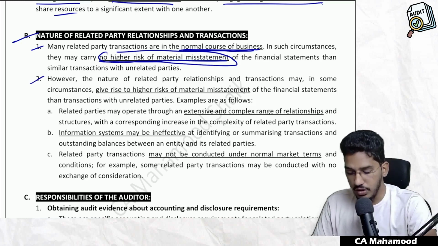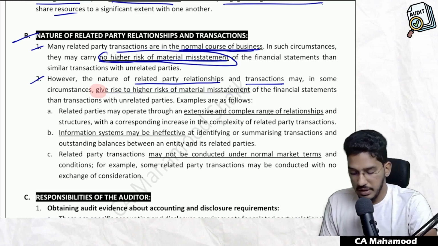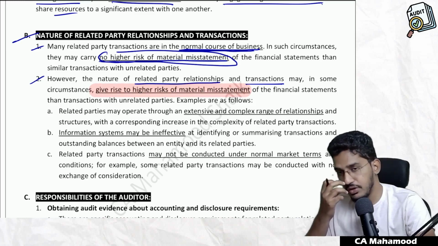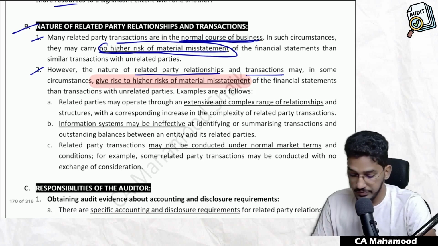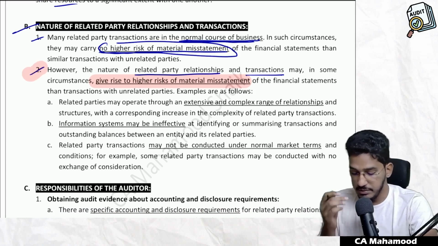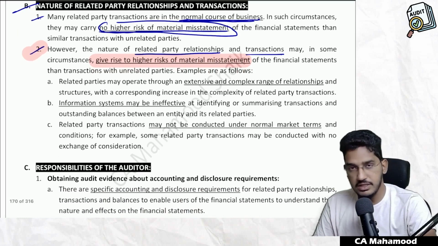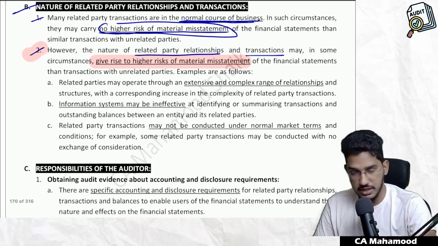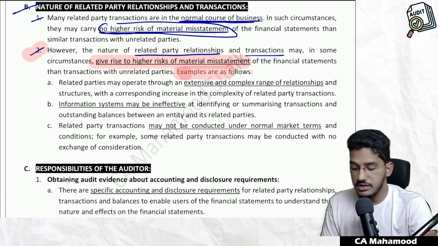However, the nature of related party relationships and transactions may, in some circumstances, give rise to higher risk of material misstatement. In a few cases, the risk of material misstatement will be very high when it comes to related party transactions. When, sir? Let us see what they are saying. Once again, I will read the statement. However, the nature of related party relationships and transactions may in some circumstances give rise to higher risk of material misstatements. Examples are as follows. In which circumstances will the risk be very high, sir?